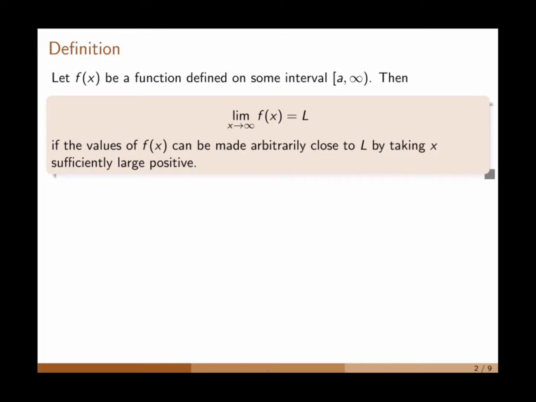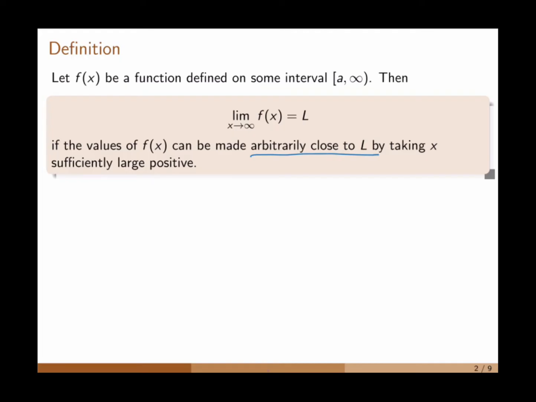Let's start with a definition. Let's assume a function is defined on an interval from a to infinity. Then we say the limit as x goes to infinity of f of x is equal to L if the values of f can be made arbitrarily close to L by taking x sufficiently large positive.